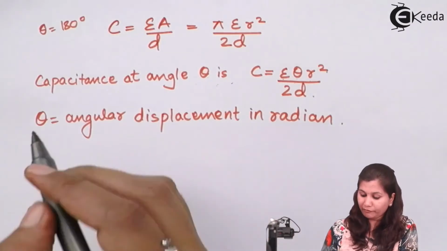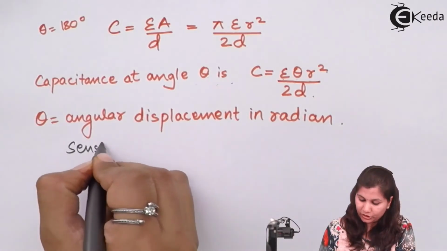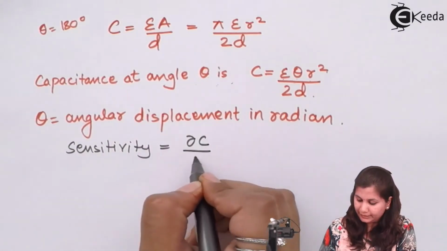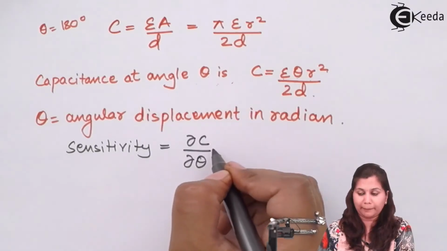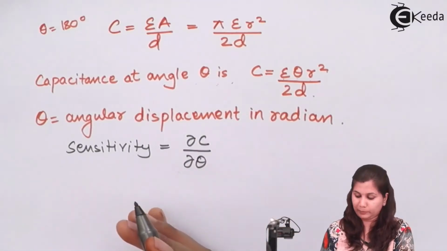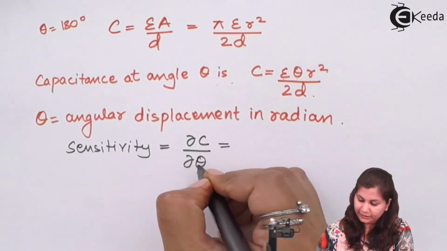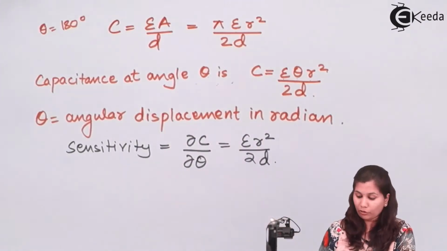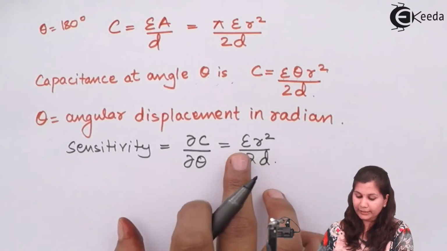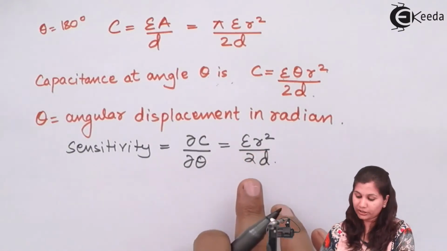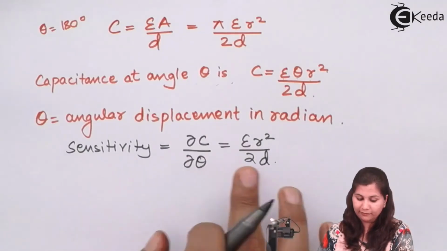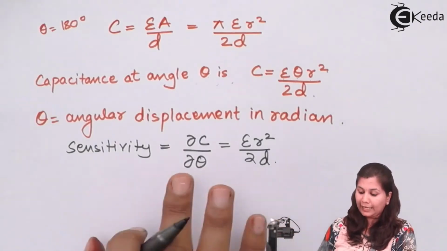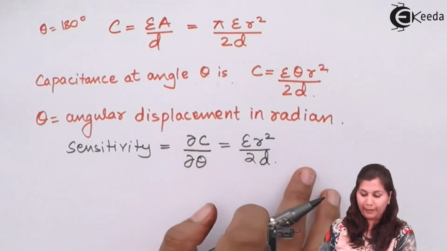In this case, if we find out the sensitivity, which is del C by del theta, output is the change in the capacitance and input is the angular displacement. So del C by del theta will be epsilon r square by 2d. Here also you can see that epsilon is constant, r is constant, and d is constant. So sensitivity is constant. It means that there is a linear relationship between the angular displacement and the capacitance.